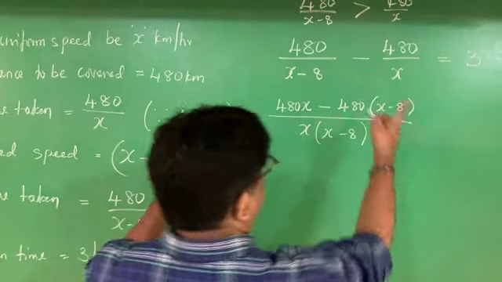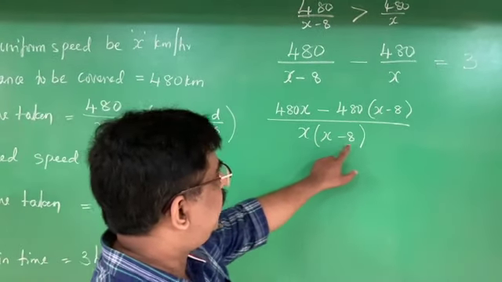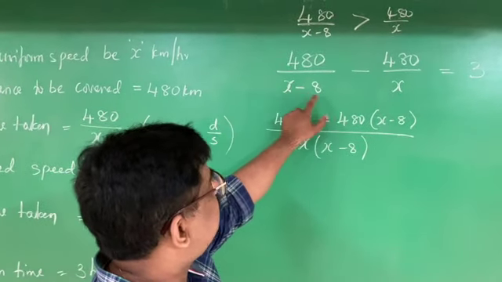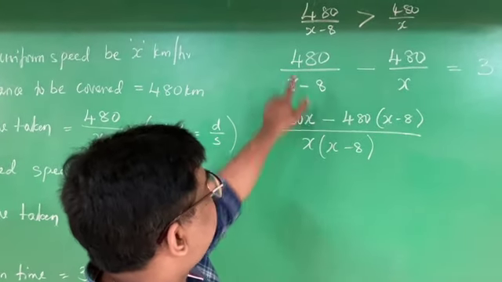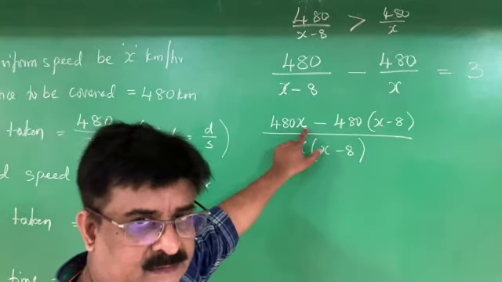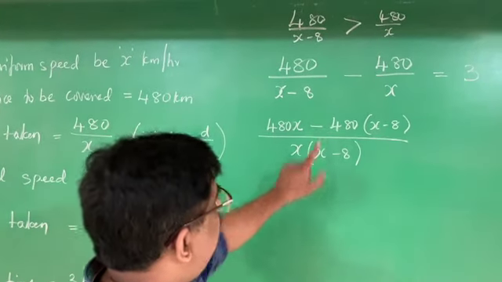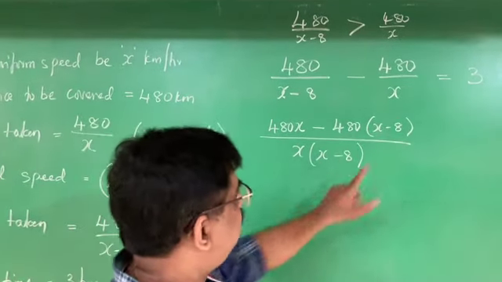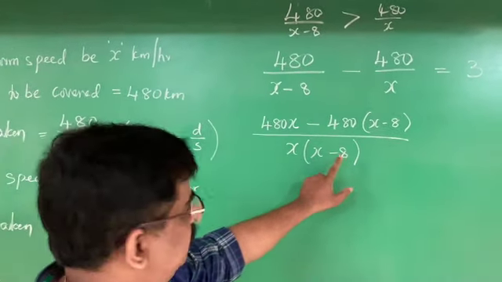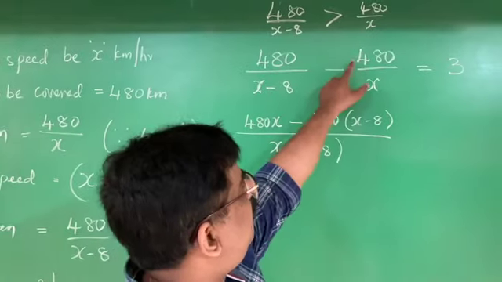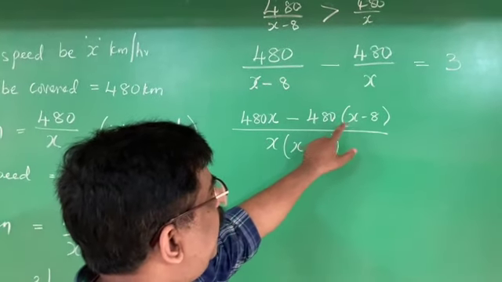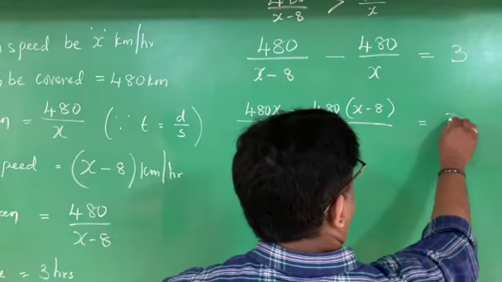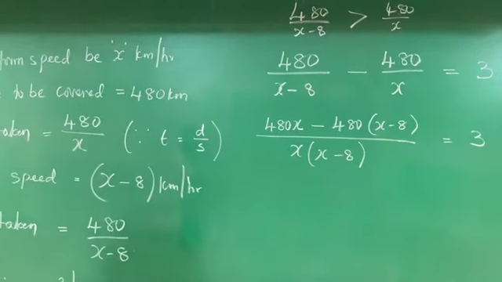You know how to take the LCM. x into x minus 8 is the LCM. x into x minus 8 divided by x minus 8 is x. x into 480 is 480x. Minus, x into x minus 8 is the LCM, divided by x means x minus 8 is left, and that is multiplied by 480. That becomes 480 into x minus 8 is equal to 3.